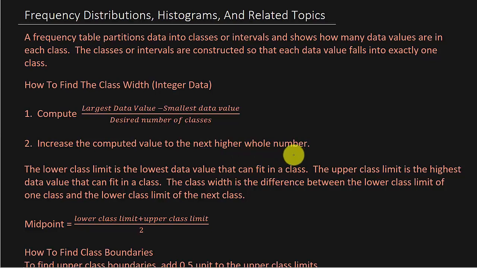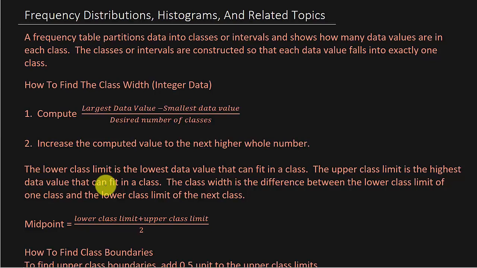Okay, so in other words, if you calculate this and you get 9.2, you would use 10. You're not rounding, because 9.2 would round down to 9. You go up to the next whole number. Now let's say that you calculate this and you get exactly 9 as an answer, you would go up to 10. Go up to the next whole number.